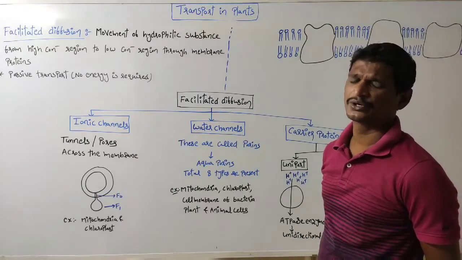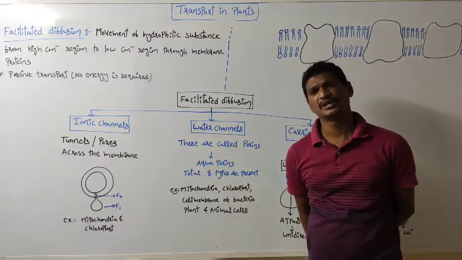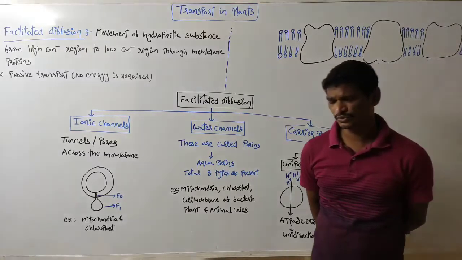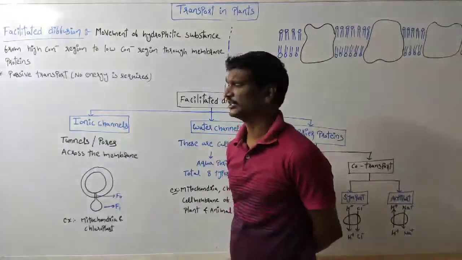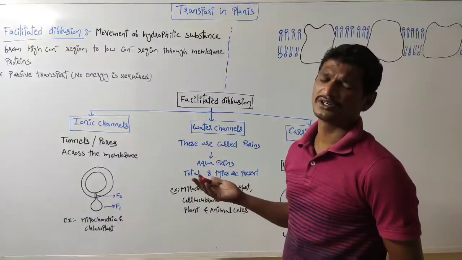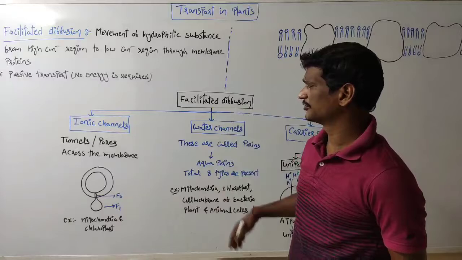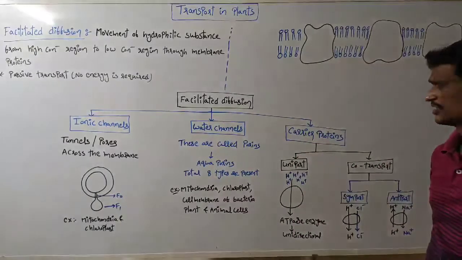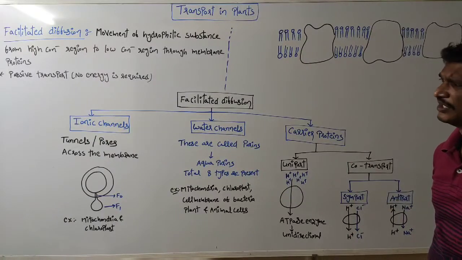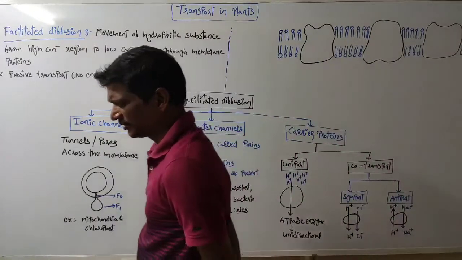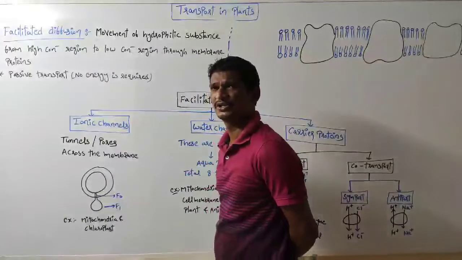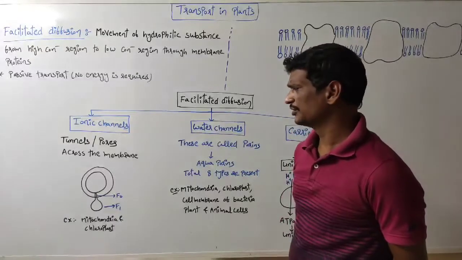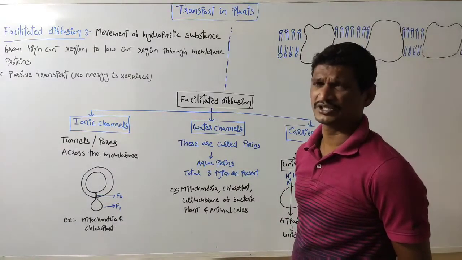Facilitated diffusion is a passive transport, meaning no requirement of energy. Even diffusion is also passive transport, with no requirement of energy. Right? We know this concept already. Facilitated diffusion again has three types: ionic channels, water channels, and carrier proteins. Ionic channels are specially involved in the transportation of ions. Right? We know there is a best example.